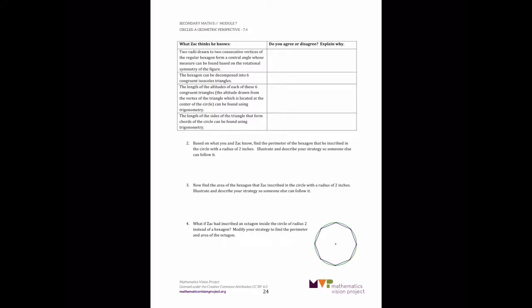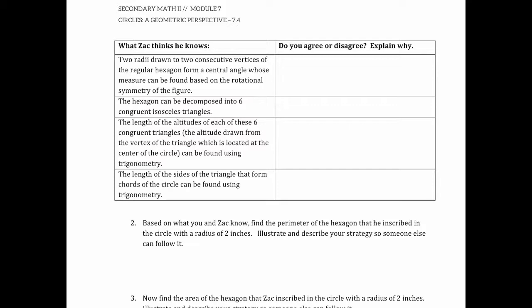Okay, let's read through this column on the left-hand side, and then we'll decide whether we agree or disagree. So, Zach thinks he knows that two radii drawn to two consecutive vertices of the regular hexagon will form a central angle whose measure can be found based on the rotational symmetry of the figure. Interesting. The hexagon can be decomposed into 6 congruent isosceles triangles. The length of the altitude of each of these triangles is drawn from the vertex of the triangle, which is located at the center of the circle, so the central angle can be found using trigonometry. Interesting. And the length of sides of the triangle that form the chords of the circle can be found using trigonometry.